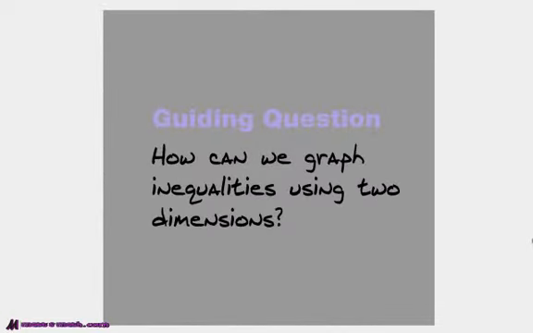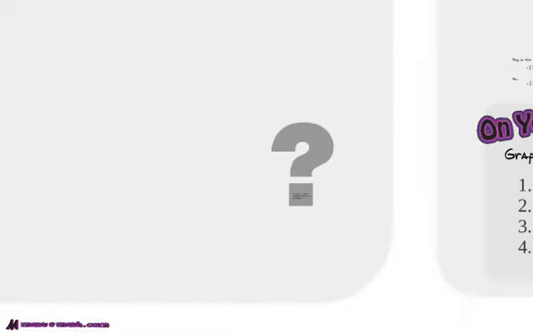How can we graph inequalities using two dimensions? In the past we've looked at inequalities with just one dimension, with just filling in a dot and then shading in the line left or right. Now we're going to talk about how to do this on a coordinate plane.